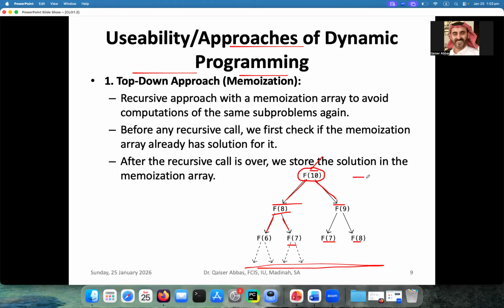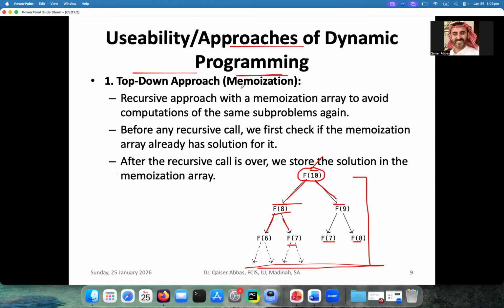And you can solve this problem by recursion only. This is called the top-down approach. And the other name for it is memoization, because we will use some array in this approach, which is called memo. And that memo will store the solutions of each and every subproblem that exists in your problem. That memo would be an array that will store the solutions for each subproblem.